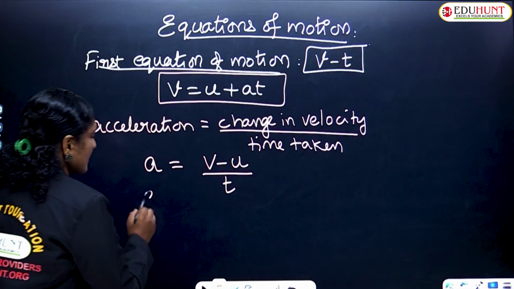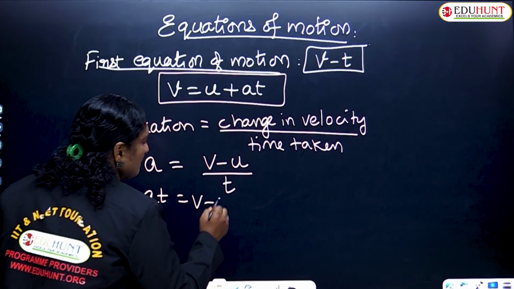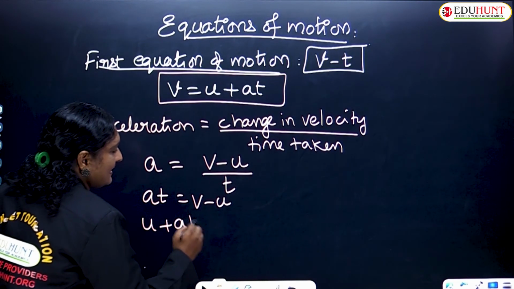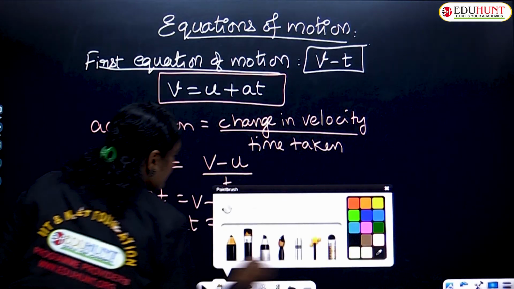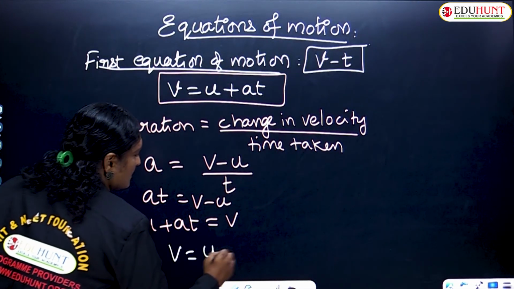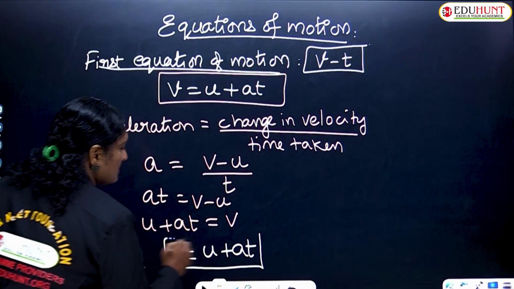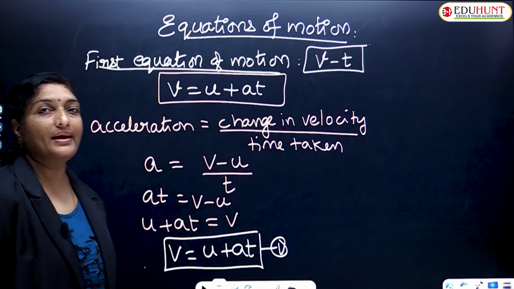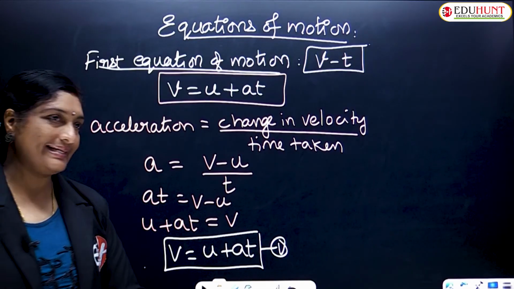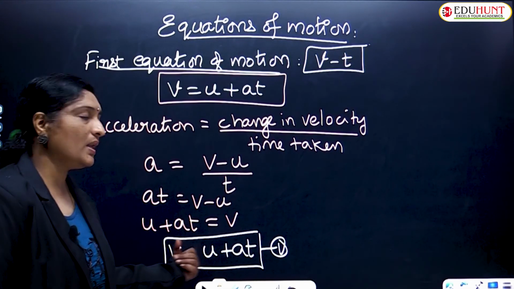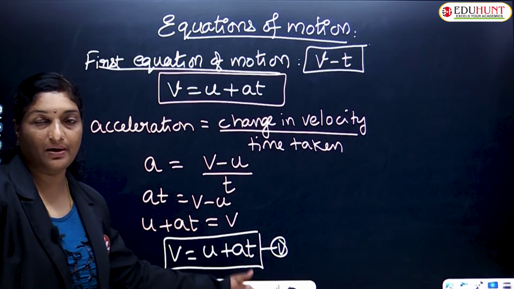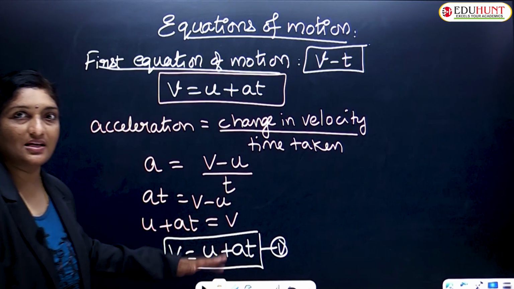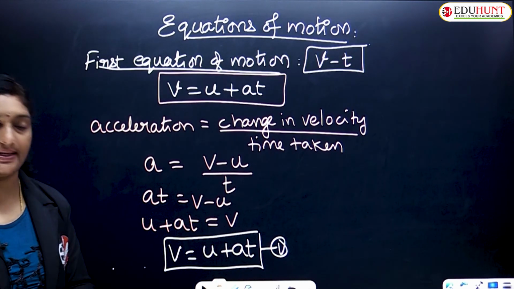Bring this t to the other side, children. Then at is equal to v minus u. If you bring minus u to the other side, u plus at is equal to v, or rearranging the terms, v is equal to u plus at. This is the first equation of motion in kinematics. So children, what is the formula? v is equal to u plus at, where u is initial velocity, v is final velocity, t is the time, and a is the uniform acceleration. Try to remember this equation.